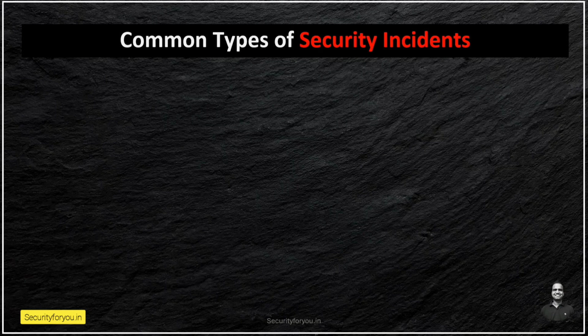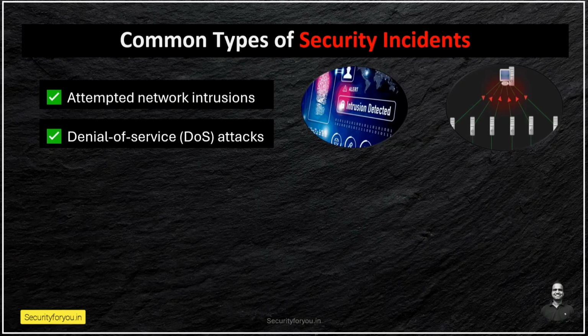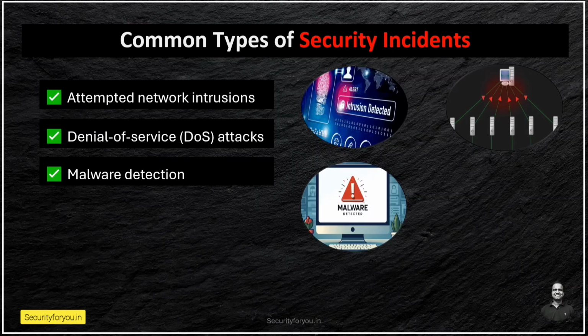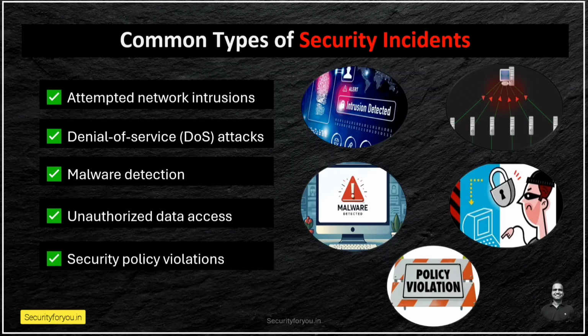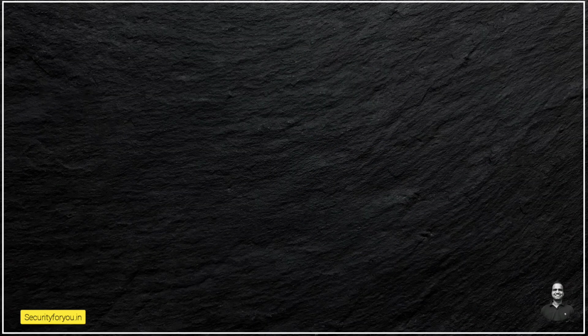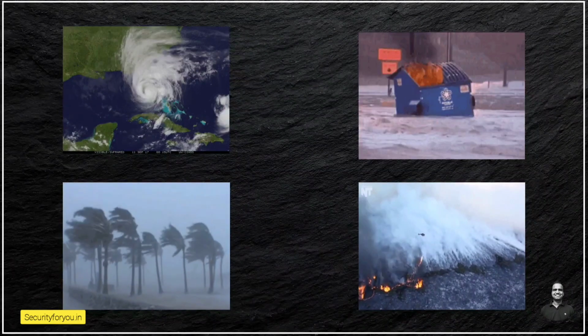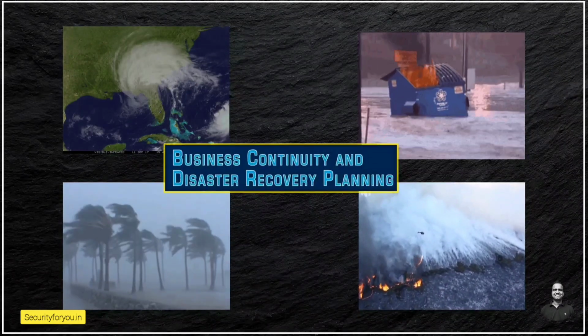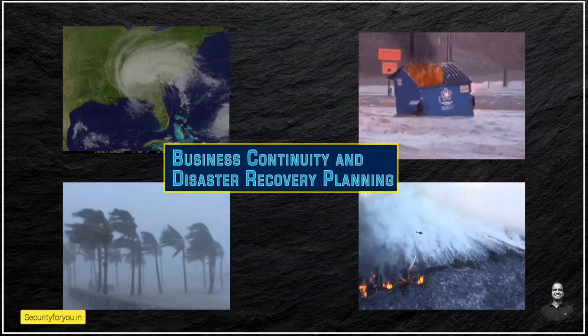Some of the common events that the organization classifies as security incidents are any attempted network intrusion, any attempted denial of service attack, any detection of malicious software, unauthorized access of data, or any violation of security policies, right? And organizations handle some incidents like weather events or natural disasters using other methods like business continuity plan or disaster recovery plan, which is altogether a separate topic which we will discuss in some other video.